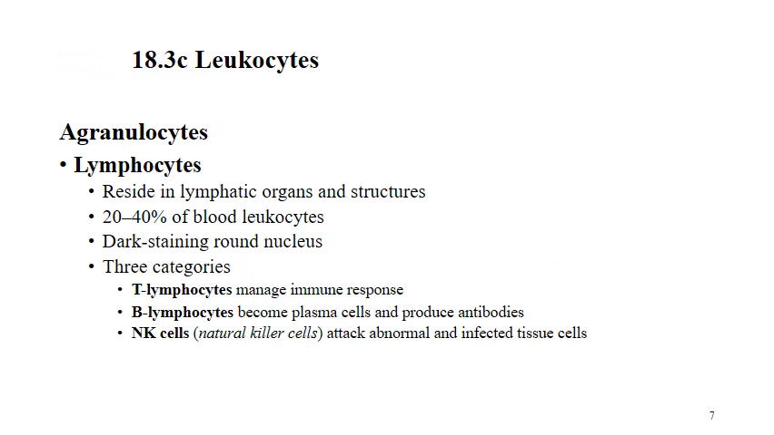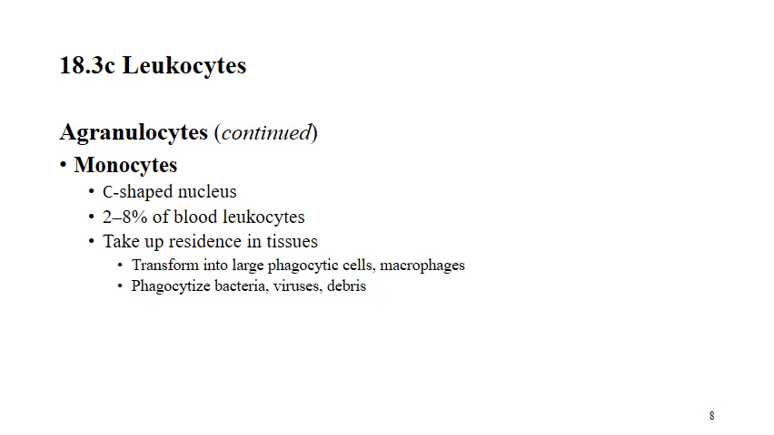All right, our agranulocytes. Starting with our lymphocytes, they're going to reside in our lymphatic organs and structures, and they make up 20 to 40% of blood leukocytes. They have a dark staining round nucleus, and there are 3 categories: your T lymphocytes, your B lymphocytes, and your NK cells, or your natural killer cells. So T lymphocytes are going to manage immune response. B lymphocytes are going to become plasma cells and produce antibodies, and then NK cells are attacking abnormal and infected tissue cells. So our last agranulocyte is the monocytes.